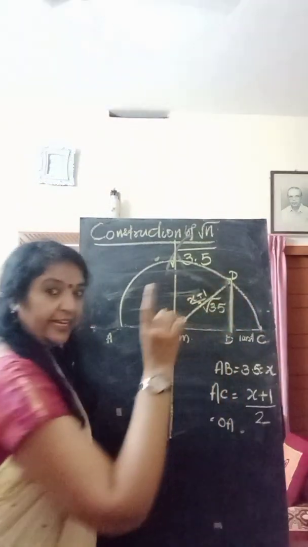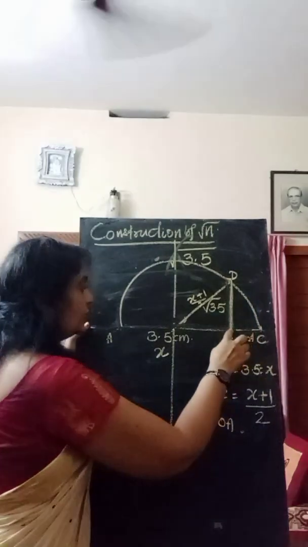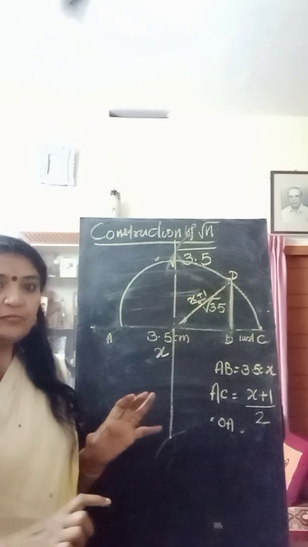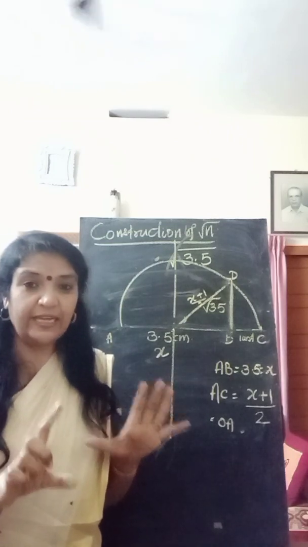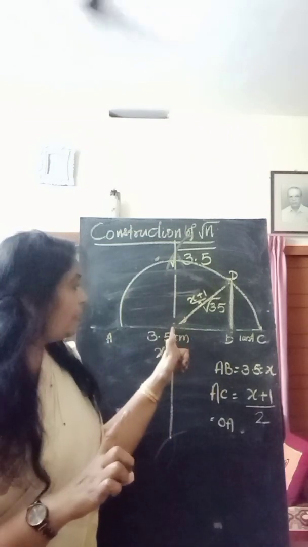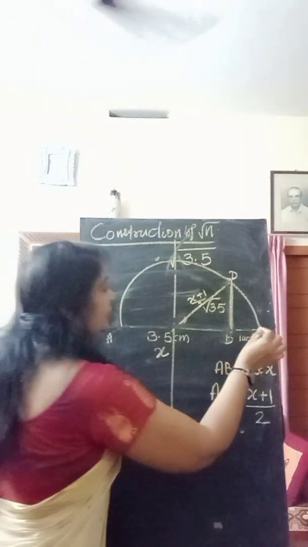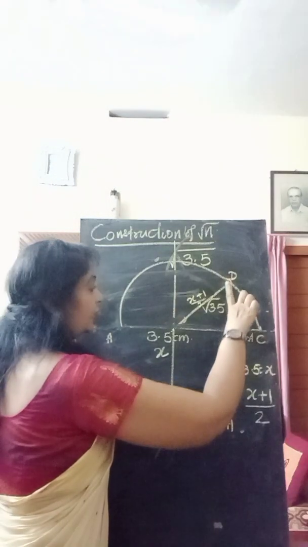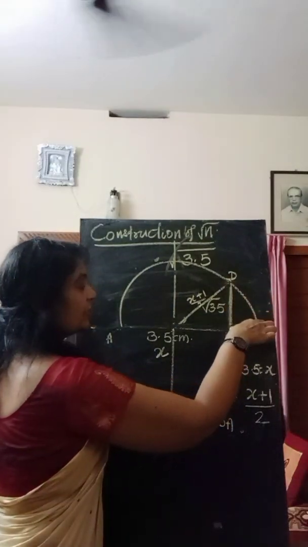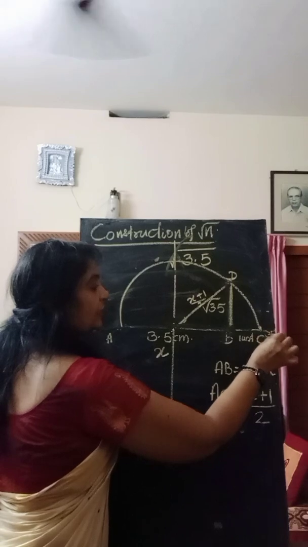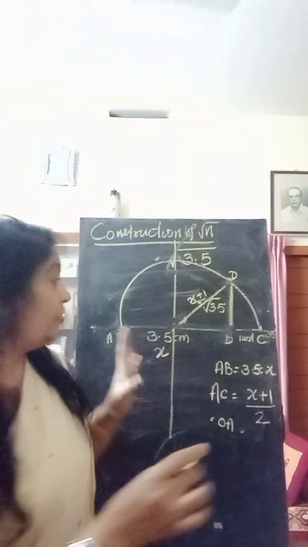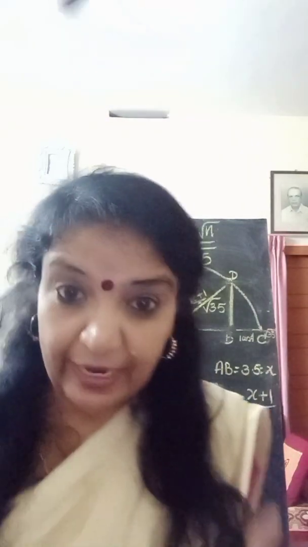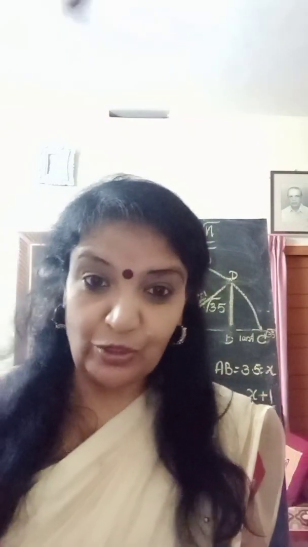Now we can locate that. BD is the length. So what you want to do? Take BD as the length, and you have to mark it on the number line, because 3.5 is here only. From B, you have to just mark that point. That is the square root of 3.5, not 3.5. And practice it. I will post one more question. Okay.